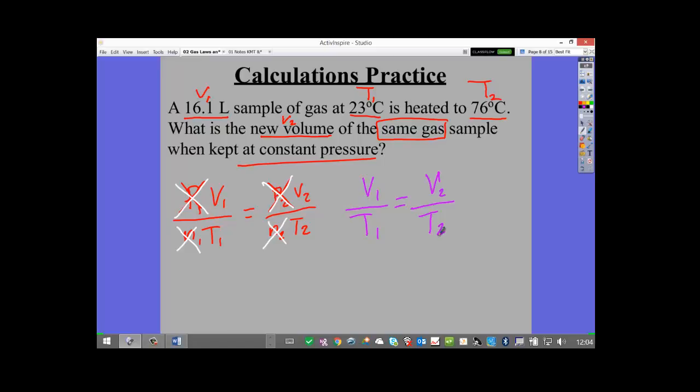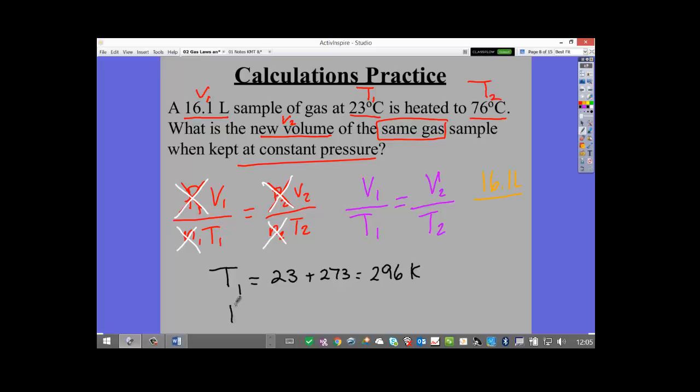So now I'm going to start plugging it in. What's my V1? 16.1 liters. Wait, you've got to convert the Celsius to Kelvin. Thank you, I was going to ask that next. My temperature's in Celsius. What do I need to do? I need to convert it to Kelvin. So I'm going to do that down here. My T1 is 23 degrees Celsius plus 273, which is 296. So it's 296 Kelvin.